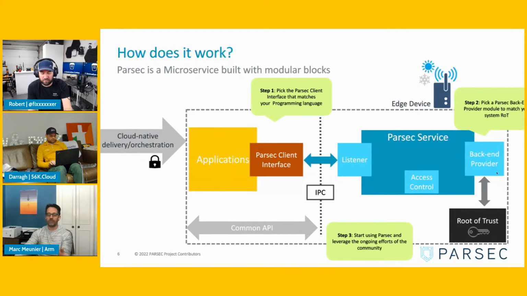There's a number of backends, of course. You just pick the one that matches your device. You could have an environment that matches your development stream with a software root of trust, and then you can have one that matches your end device where you just swap out the backend provider. Everything else looks the same.